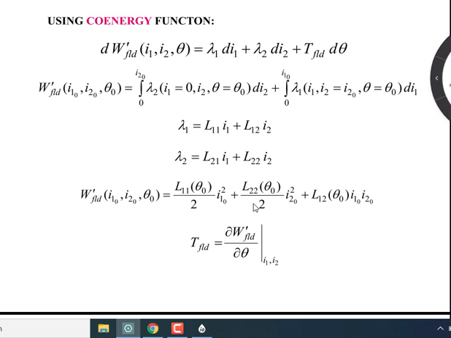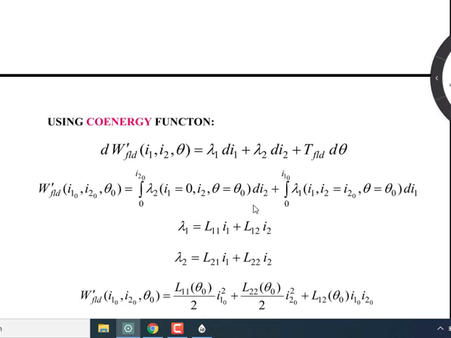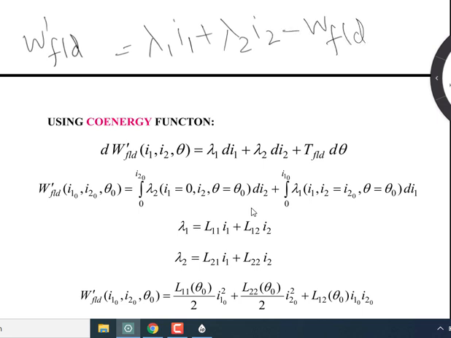For a normal co-energy system, we can define it like this. Let me write it here. The co-energy will be this. This is the total energy, right? Means total energy absorbed from the input. So this is the expression of co-energy.